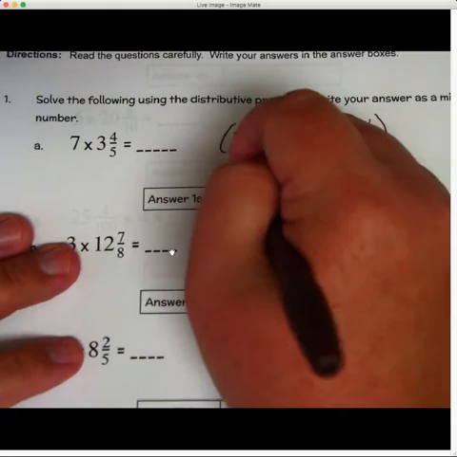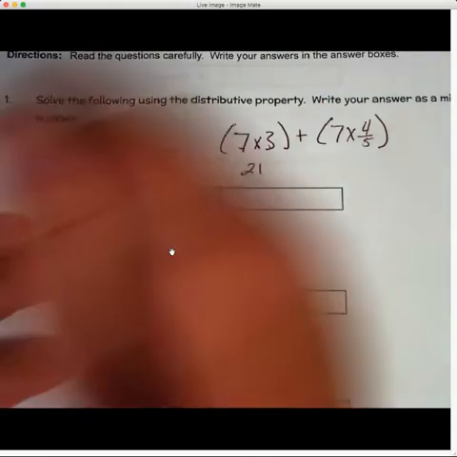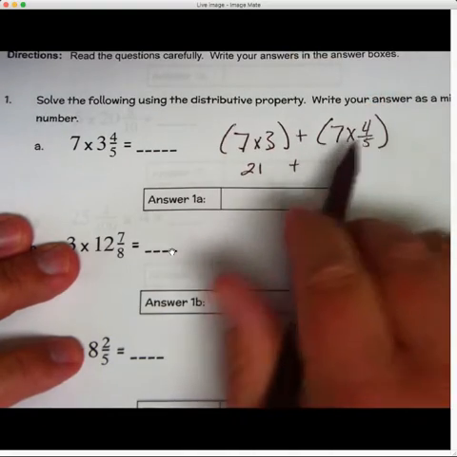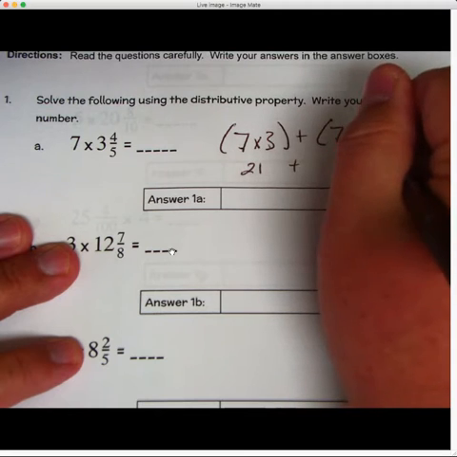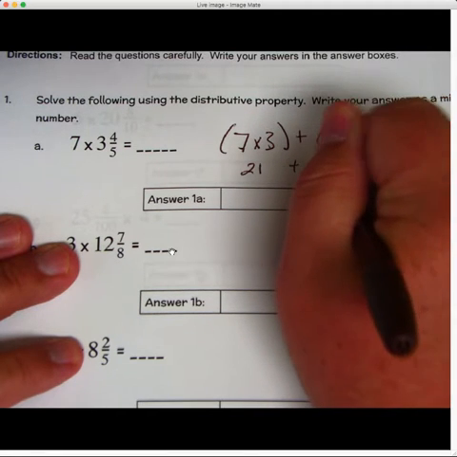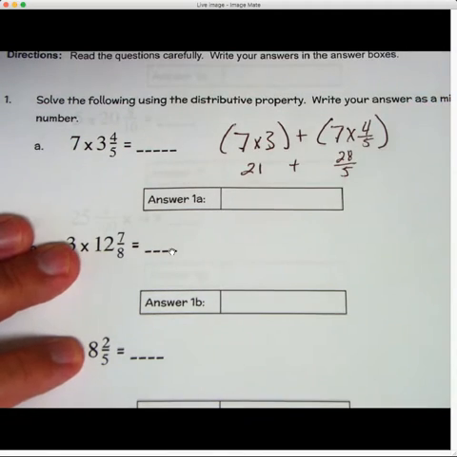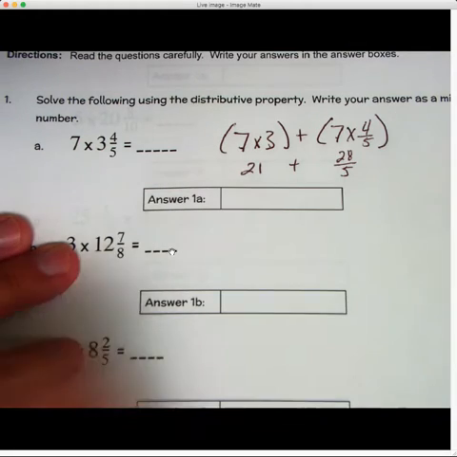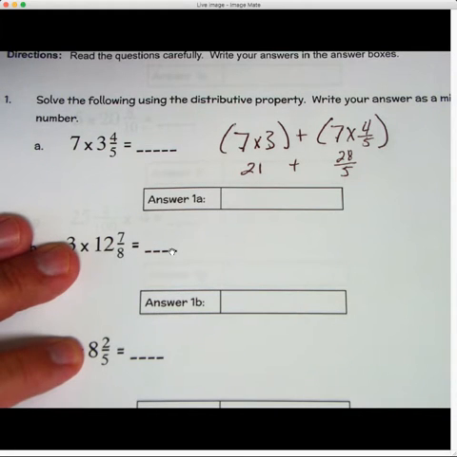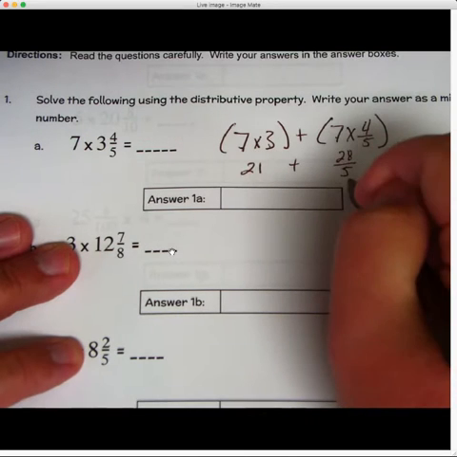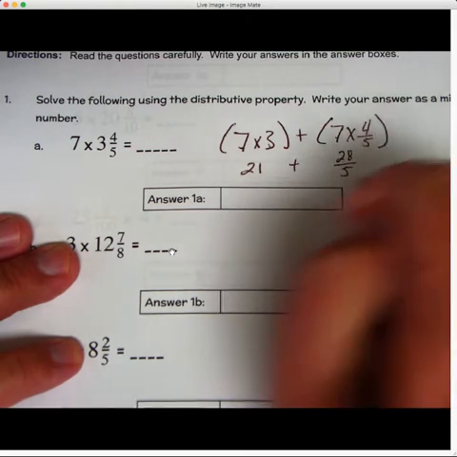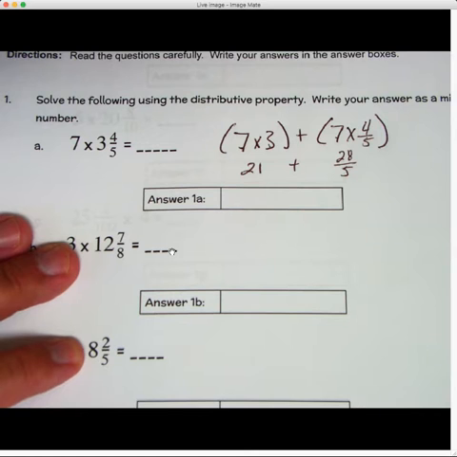7 times 3 is 21 plus 7 times 4/5. That's going to be 7 times 4, 28 fifths. Now, we cannot leave it 28 fifths. We're going to have to make it a mixed number, not an improper fraction. Remember, we've done this for quite a while. There's a couple ways you can do this. You can decompose it into 5/5. You get 5/5 would be 25/5, right?